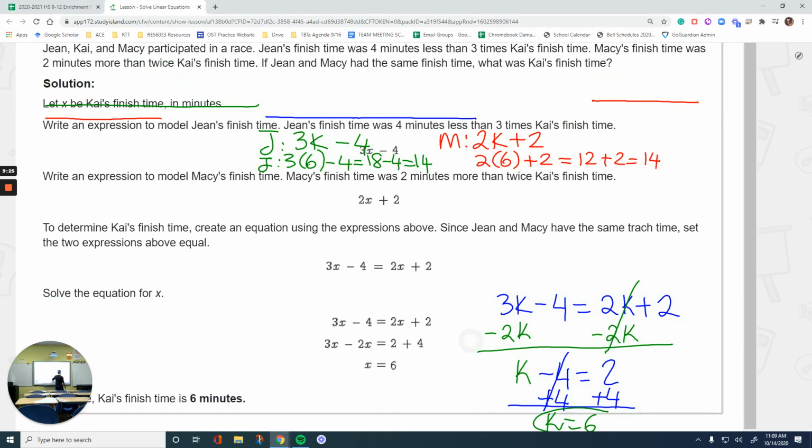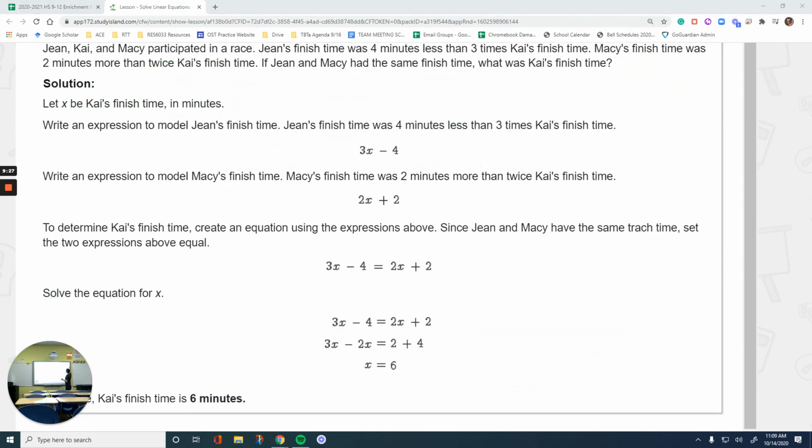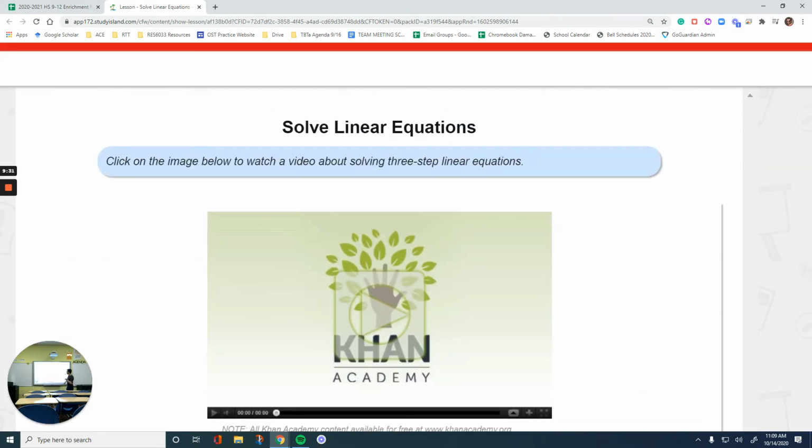So if I scroll down and click next, it's going to show me a video, and all other pages are videos on Khan Academy regarding solving equations, linear equations. If you need more help, please watch those videos, and then if you still need help, let me know.